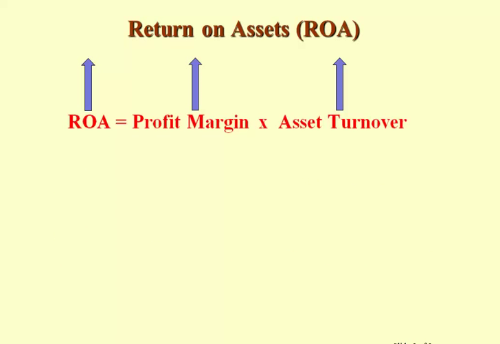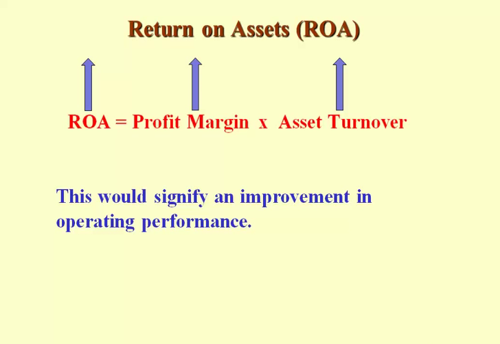Ideally, we want to find things that will both boost our profit margin as well as our asset turnover, because this would guarantee an increase in our return on assets, and this would signify an improvement in our operating performance. Let's dig a little bit deeper into our return on assets and try to understand how these two drivers work together and what the trade-offs are.